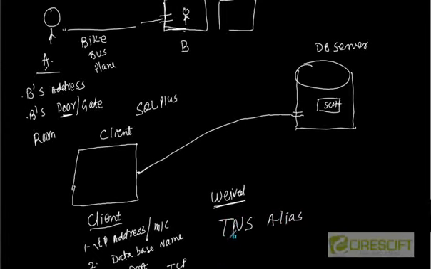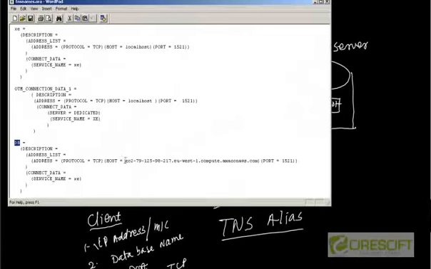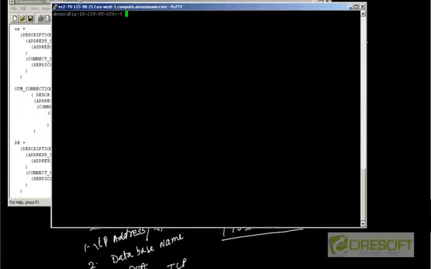Okay, so using TNS alias, we are going to connect. I'm going to show you how we do that. Before that, let's first go to the machine. Basically we are going to connect to this EC2 machine. Here is that machine.